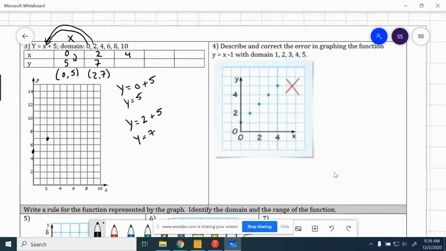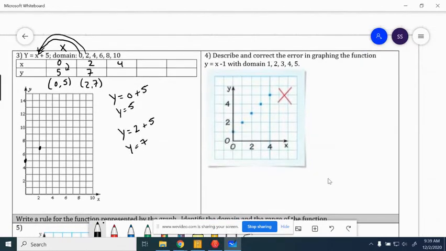Number 4, you want to go ahead and correct the error. So what I would do is just go ahead and start filling in a table. Got your x's and your y's. Here's your x's: 1, 2, 3, 4, 5. Figure out your y's. So for the first one, y is equal to x minus 1. So we'll plug in 1 for x. Well, y would equal 0. So that would be at (1, 0). Plot that out. Finish it out, plot them out, see what the error is.